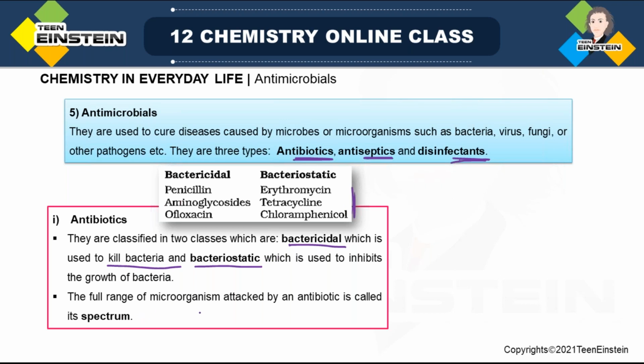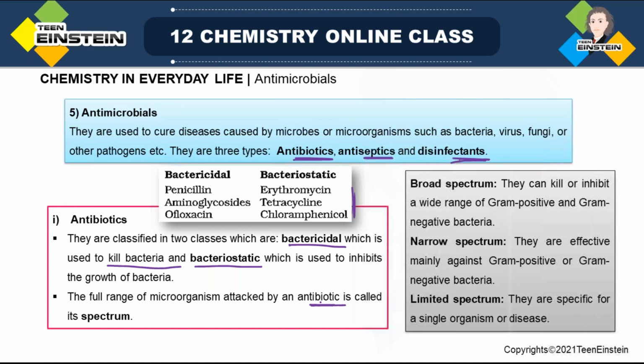Now, the full range of microorganisms attacked by an antibiotic is known as spectrum. That means what are the different varieties on which these types of antibiotics can attack. Depending on that, we can have 3 types of spectrum: narrow spectrum, broad spectrum, and limited spectrum. When it is broad spectrum, that means they can kill or inhibit a very wide range of bacteria. There are 2 types of bacteria, gram positive and gram negative. So they can interact, inhibit or kill both these types. That is why it is a broad spectrum.